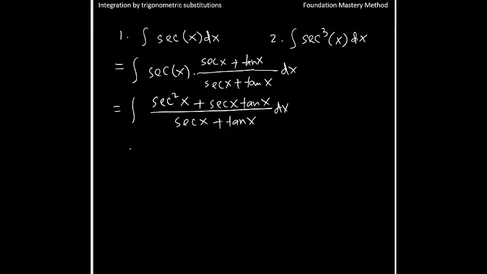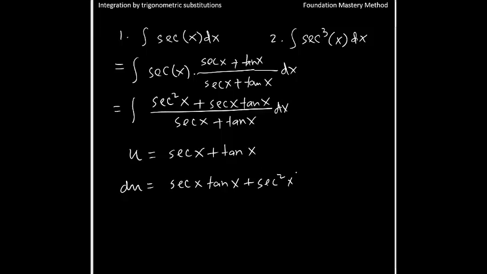Now we can go u substitution. U equals secant x plus tangent x. So the derivative will be: derivative of secant x is secant x tangent x, and the derivative of tangent x is secant squared x, and then we have dx. So you see that the numerator has come back. So this integral now reduces to the integral of 1 over u du.